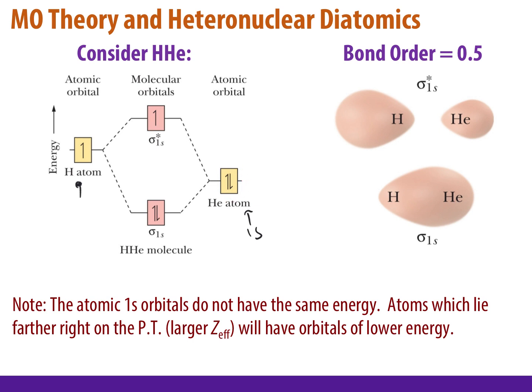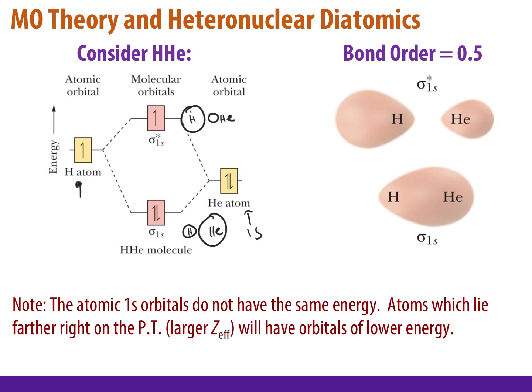What that means then is when we make the molecule right here, the bonding orbital is going to look more like the helium orbital to make the lowest energy possible orbital. I'll just exaggerate this for a second. It's going to spend a lot of time on helium and only a little bit of time on hydrogen. Then, consequently, the antibonding orbital, to make that as high in energy as possible, is going to spend a lot of time near hydrogen and just a little bit of time near helium.